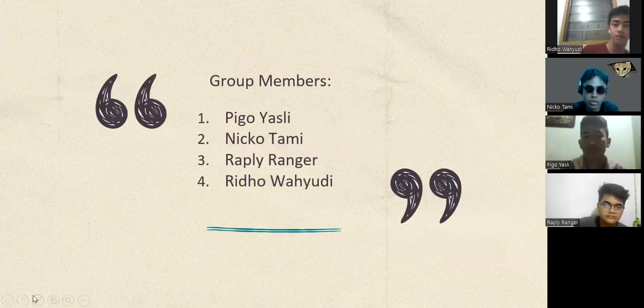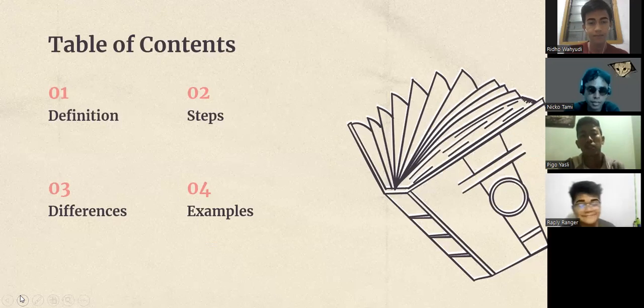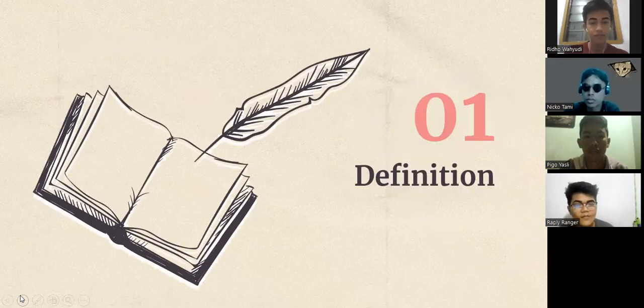So allow us to introduce ourselves. My name is Nicko Tami. We also have Pigo Yasli, Rapli Ranger, and Ridho Wahyudi. And our contents are definition, steps, differences, and examples. The first one, about definition, will be read by Ridho. To Ridho, please welcome.